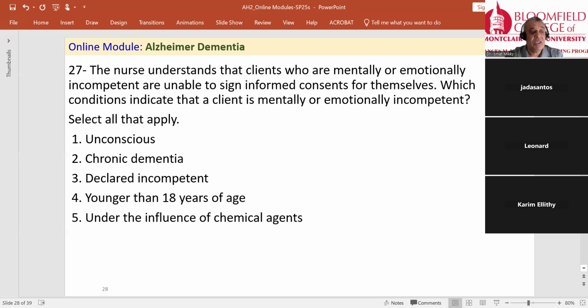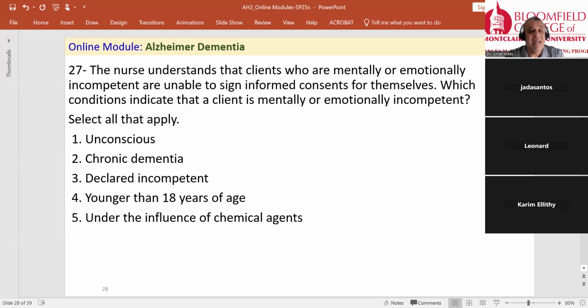Sound decisions. So a client has been declared incompetent. And a client who is under the influence of chemical agents like alcohol or drugs or certain medications also will be incompetent as well. I was going to ask that. Can't that alter their mental status too? Yes, exactly. Wouldn't it alter their mental status?